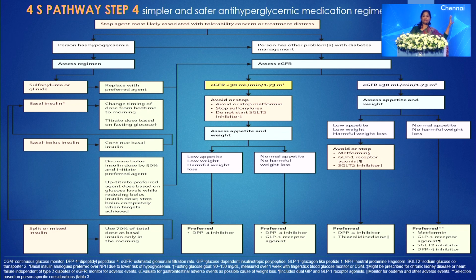Here the 4S, they say about the practical things like assess the appetite and the weight of the patient, which I think practically would make a much more impact on the quality of life rather than, of course, eGFR and MASLD, all are important, but this is the day-to-day picture. So look at that. If they have a low appetite, low weight, harmful weight loss, then a preferred agent would be a DPP4 inhibitor. And a normal appetite, then a DPP4 or GLP. And again, if the eGFR is normal, any of these agents, but preferred will be a DPP4 or thiazolidinedione, and a preferred metformin or GLP if there is a normal appetite and there is no concern about weight loss.